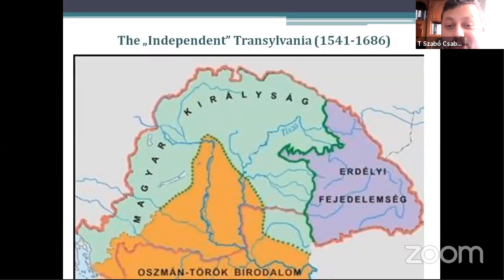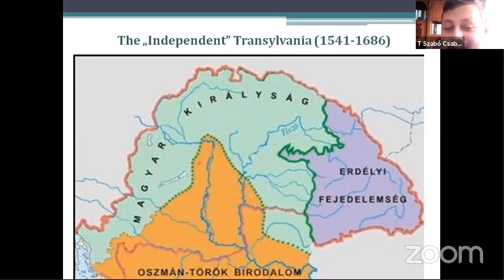Things changed in the 15th and 16th century when Transylvania became so-called quasi-independent. It was again on the edges of something new. The Ottoman Empire conquered most of southeastern Europe. Hungary was divided in three parts.